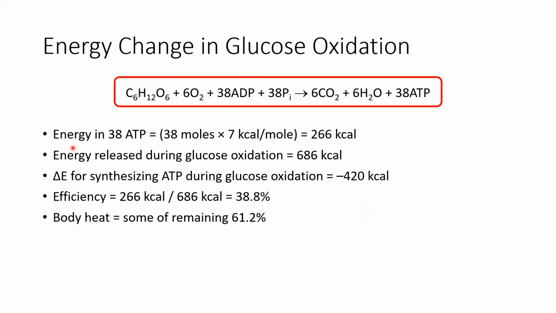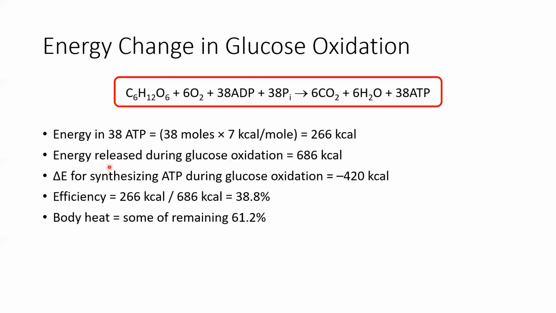All right. Now, if we think about the ATP that we invest, the ATP that we yield from this reaction, that gives us about 266 kilocalories. Okay. If we multiply the amount of ATP molecules, that are 38 moles, by the amount of energy that is possessed in each of those moles, we're going to end up having 266 kilocalories per mole.